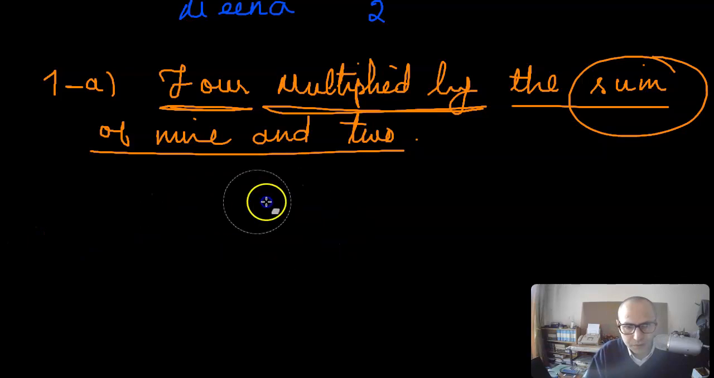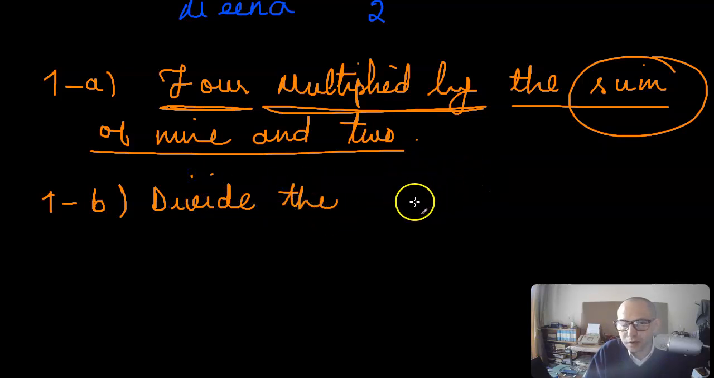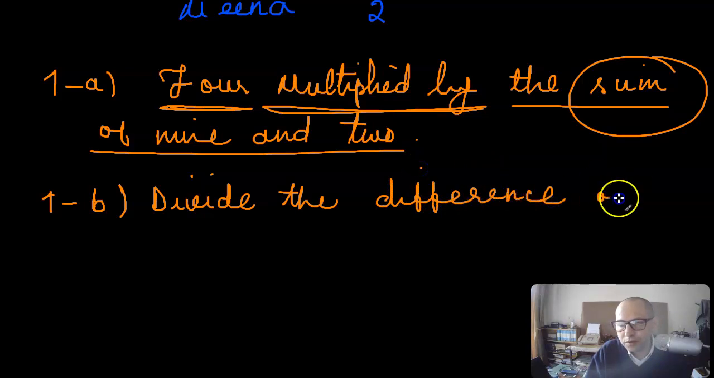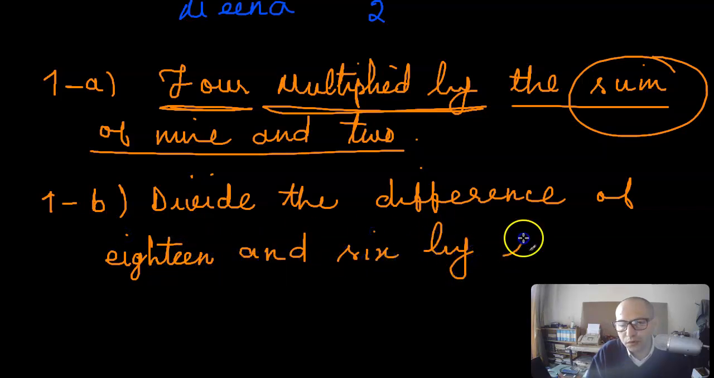That's the first part. The second part, part B, is: divide the difference of 18 and 6 by 4.